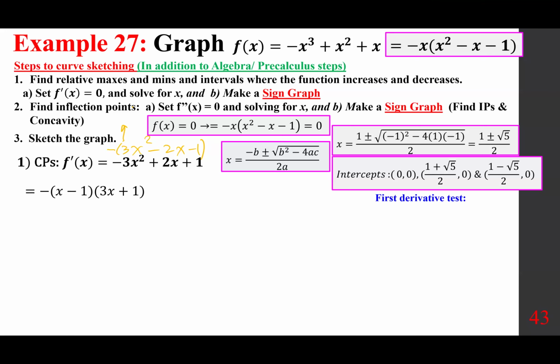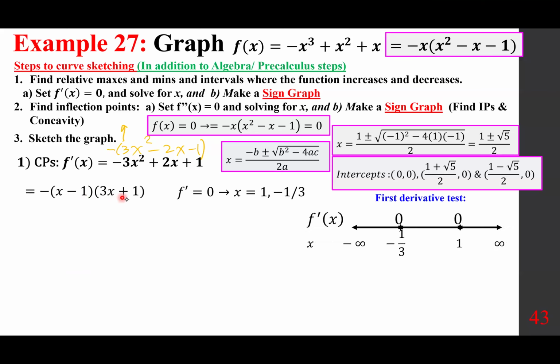So f prime being 0 gives you two possibilities: x is either 1 or -1/3. So we have all the CPs, critical points. Now, we need to find where the function is increasing and decreasing. We are going to do the first derivative test, and we have to use the sign graph. So what we are using here is the sign graph.